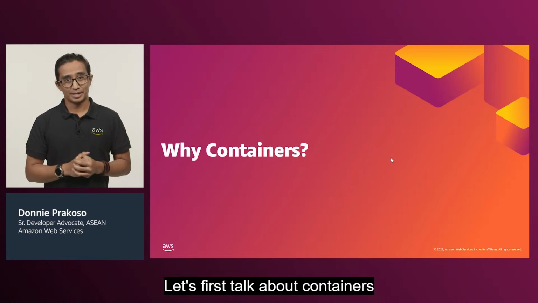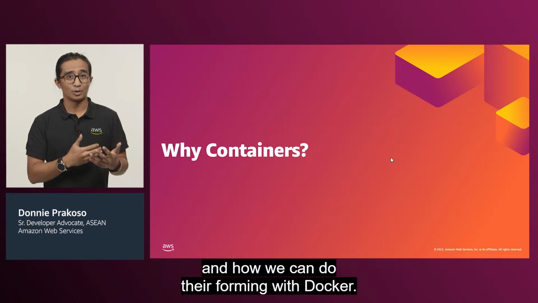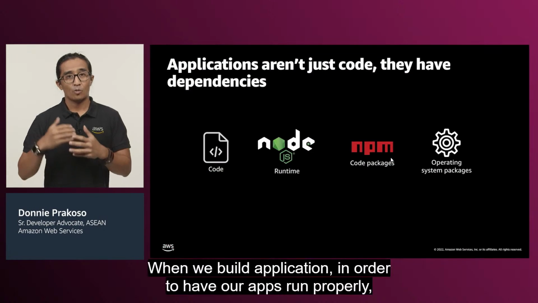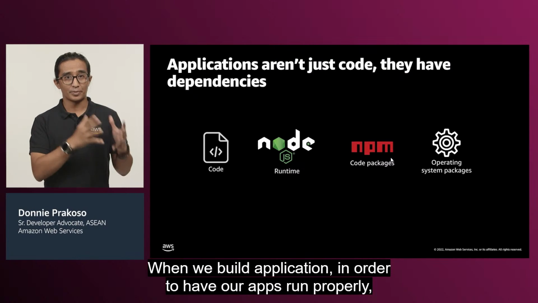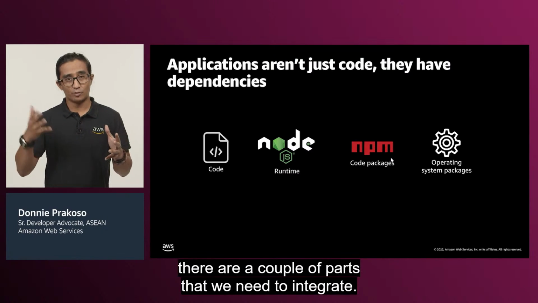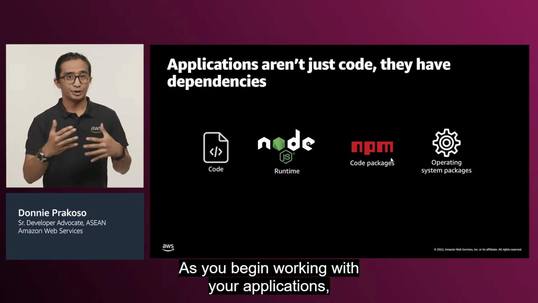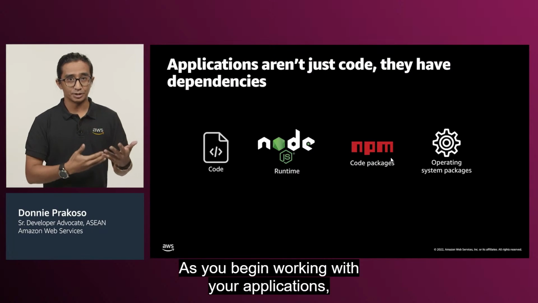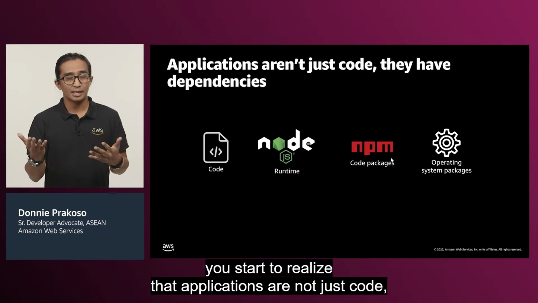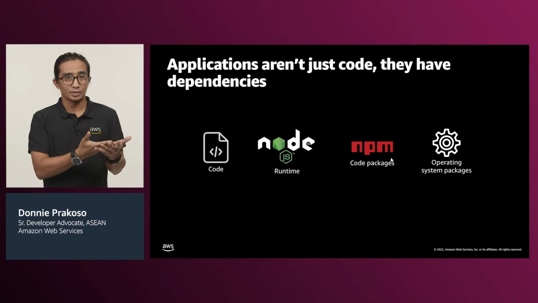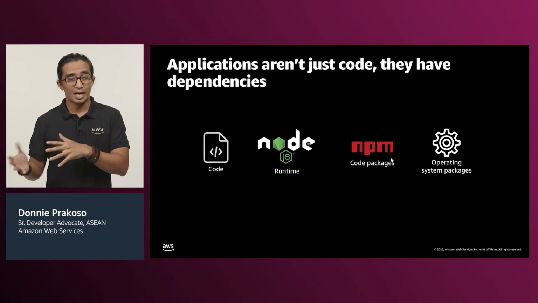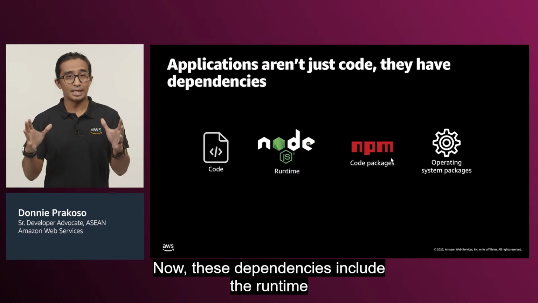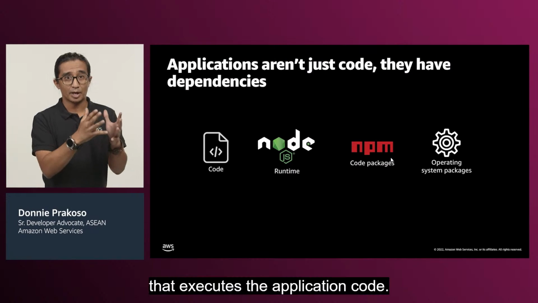Let's first talk about containers and how we can do development with Docker. When we build an application, in order to have our app run properly, there are a couple of parts that we need to integrate. As you begin working with your applications, you start to realize that applications are not just code. They're built on other components that we call dependencies. Now, these dependencies include the runtime that executes the application code.